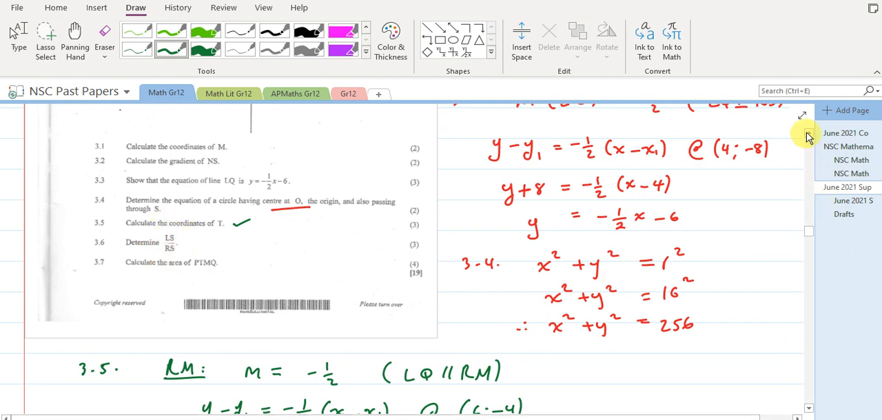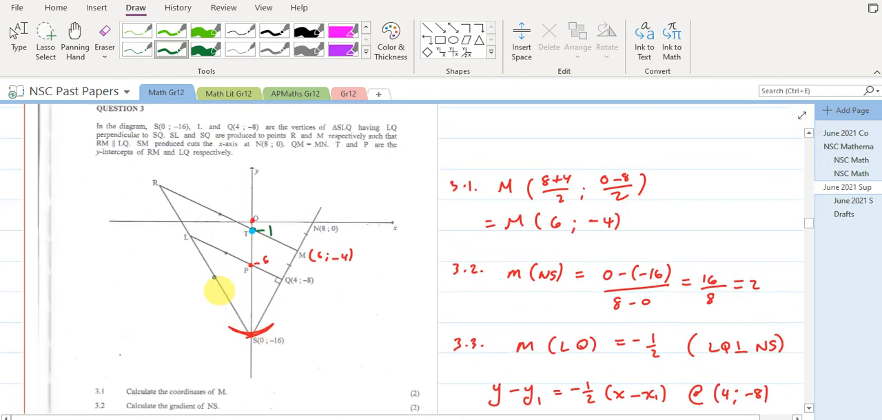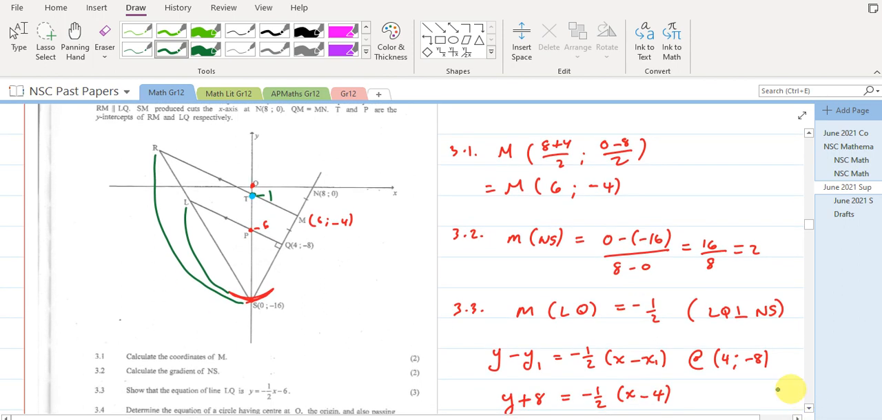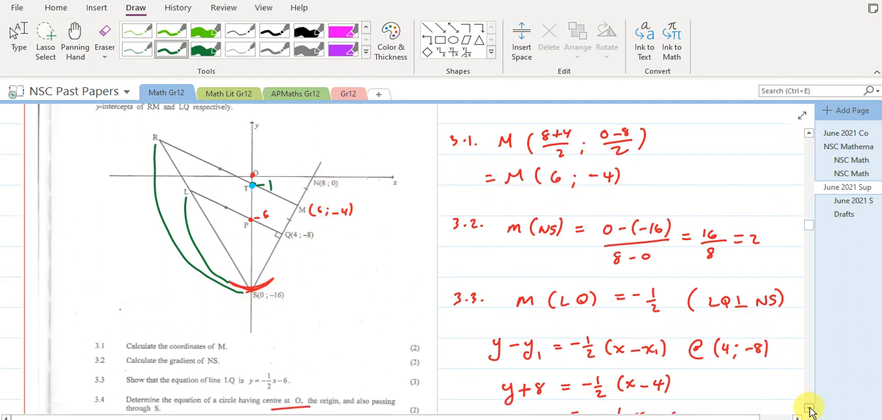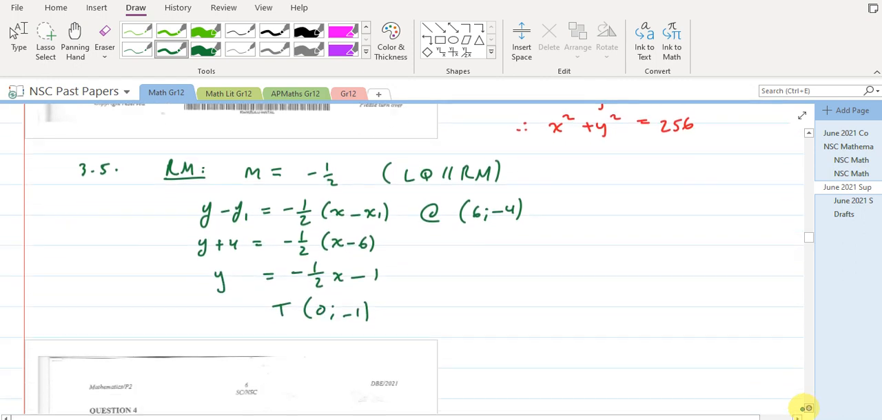Determine LS over RS. So we want to find LS over RS. What is LS over RS? So LS over RS, right, that's what we want to find. So we can clearly see that we have LS over RS. I did mention this earlier. We can use proportion. Right, so LS over RS, let's see, ratio and proportion.